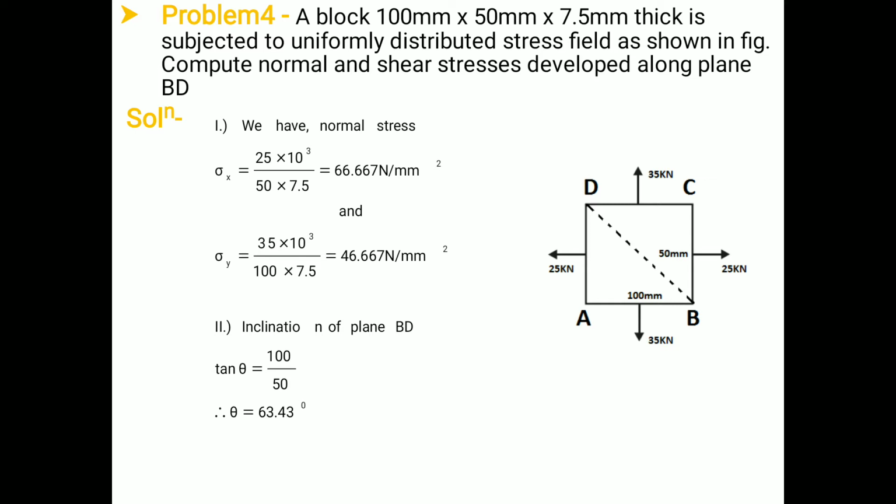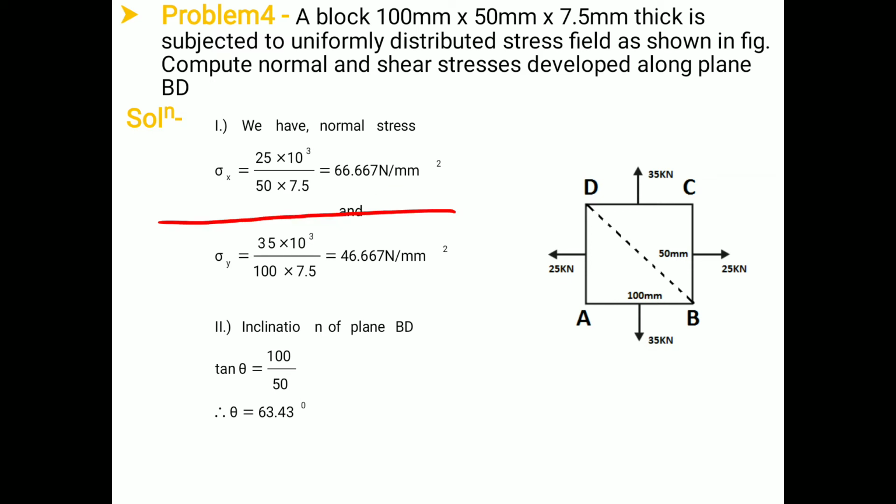So as per the given data, we have a block of 100 mm side by 50 mm, and the thickness is 7.5 mm. It is subjected to a load of 25 kilonewton along the x direction and a load of 35 kilonewton along the y direction. From those loads, first of all, we are going to find the value of sigma x and sigma y. Therefore, sigma x is given by 25 into 10 raised to 3 divided by the cross sectional area, which is 50 into 7.5. After solving this, we have the value of sigma x as 66.667 Newton per mm square.